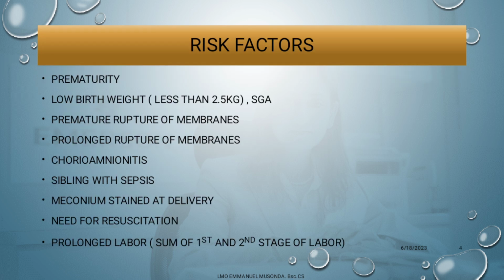Then we have risk factors. So risk factors, we can have prematurity, low birth weight, which is less than 2.5 kg, SGA. Then we have premature rupture of membranes, prolonged rupture of membranes, chorioamnionitis, sibling sepsis, meconium staining at delivery, need for resuscitation, and we have prolonged labor, which is the sum of the first and second stage of labor.